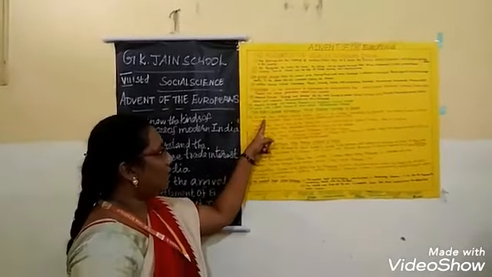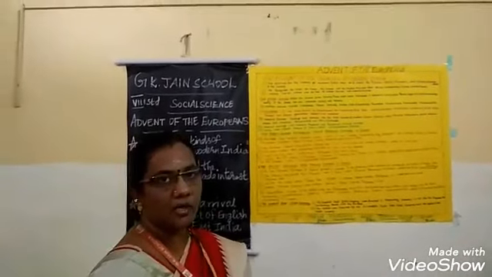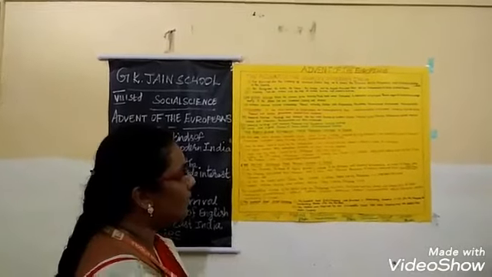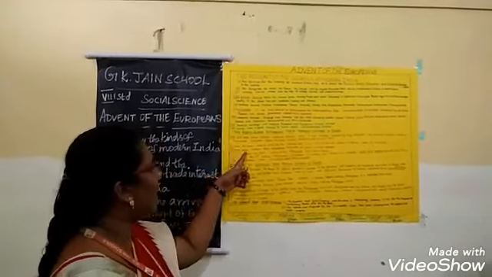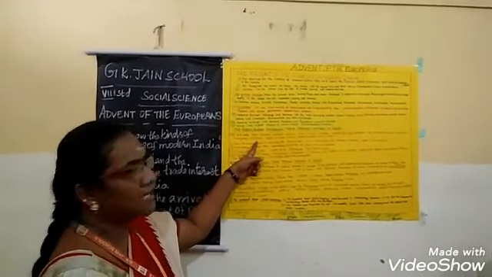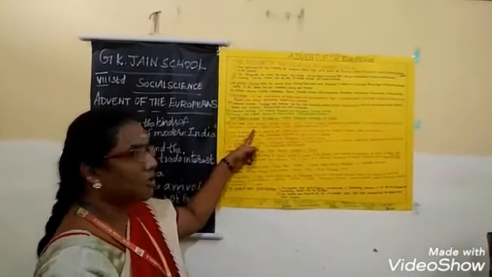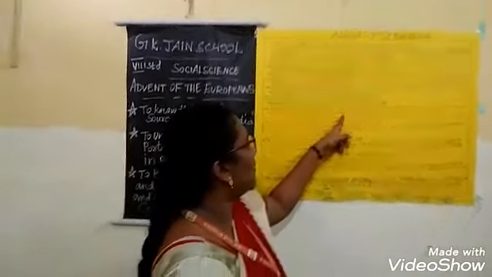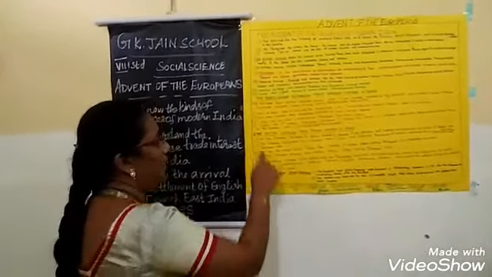Second thing, the Portuguese established the trading centers in India. In AD 1498, Vasco da Gama reached Calicut, where he was cordially received by King Zomarin, the ruler of Calicut. A second Portuguese navigator, Pedro Alvarez Cabral, sailed towards India in 1500.